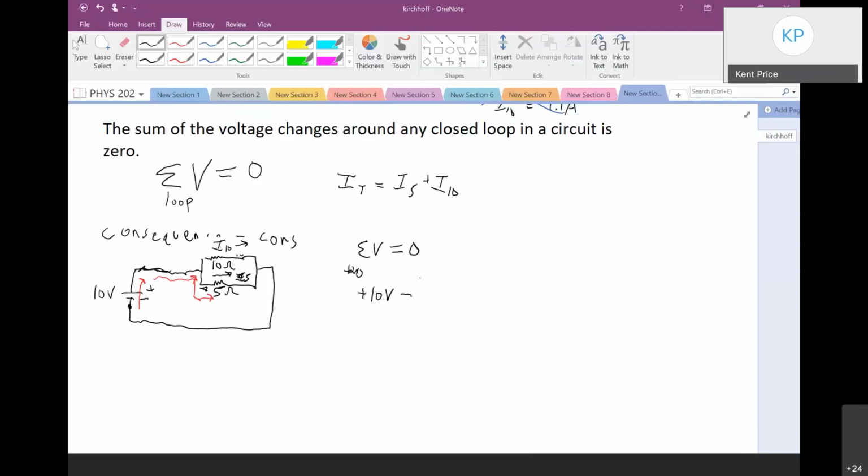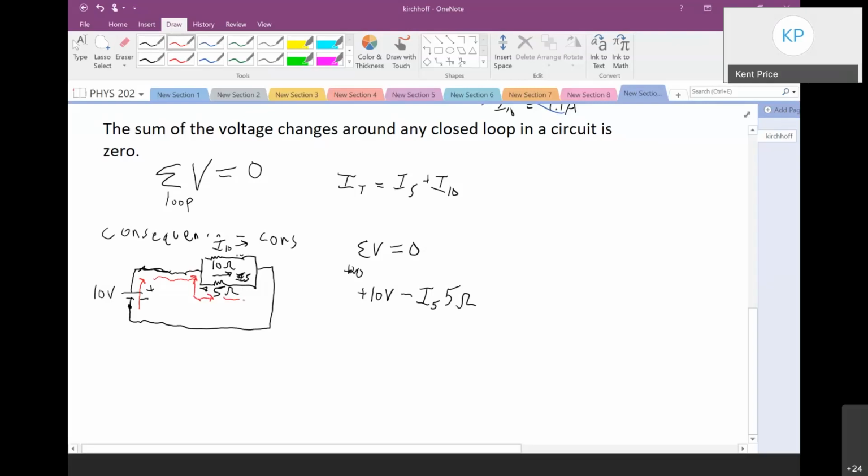Now, what's the voltage drop across this 5 ohm resistor going to be? Well, the voltage drop across a resistor is given by Ohm's law. It's the current through that resistor, so I5 is the current through that resistor. I don't know what I5 is, but that's the name we gave it. Times R, which is 5.